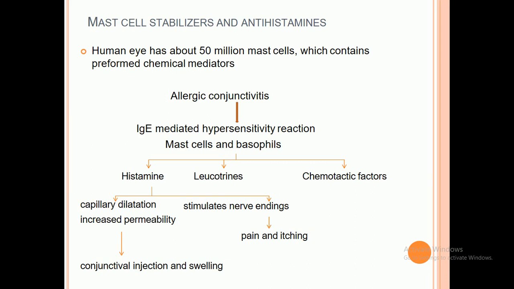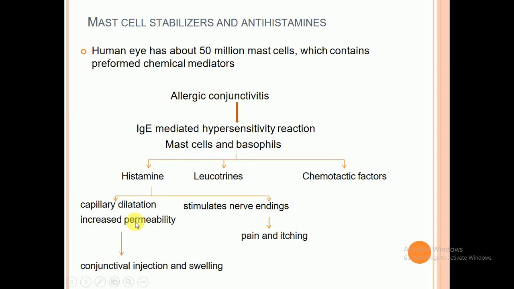As we know that the human eye has almost 50 million mast cells which contain preformed chemical mediators. Now let's see here. During allergic conjunctivitis, the IgE antibody mediated hypersensitivity reaction occurs, and the mast cells and basophils are released, accompanied with a secretion of histamine, leukotrienes, and chemotactic peptides.